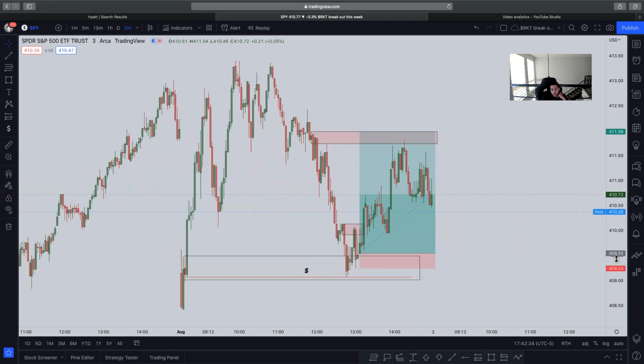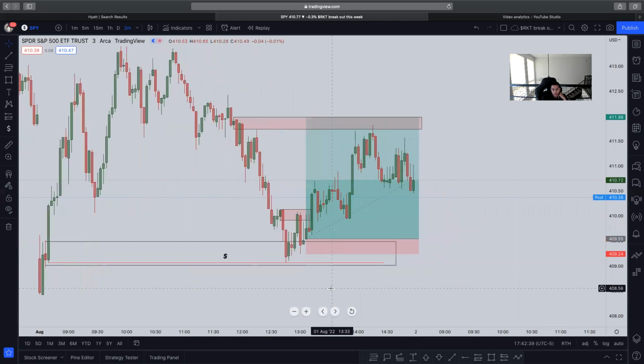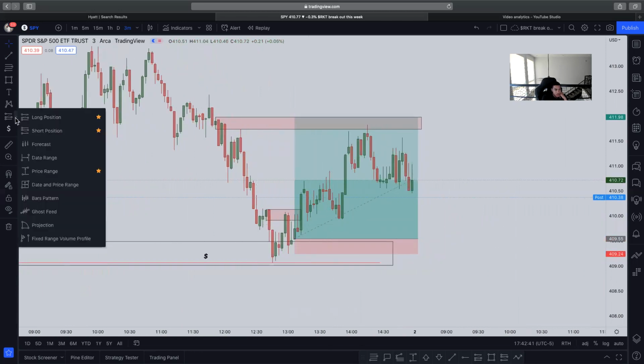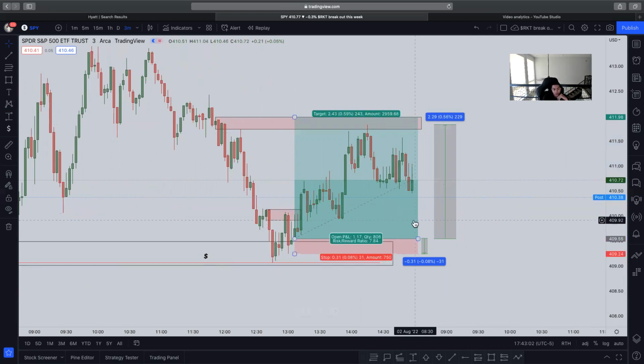Since we entered, price never came back to test our stop loss. And this trade was like a 40% return. So pretty much I risked SPY going down 30 cents to capture a $2.29 move to the upside. That's a pretty good risk to reward. It's 7.84.